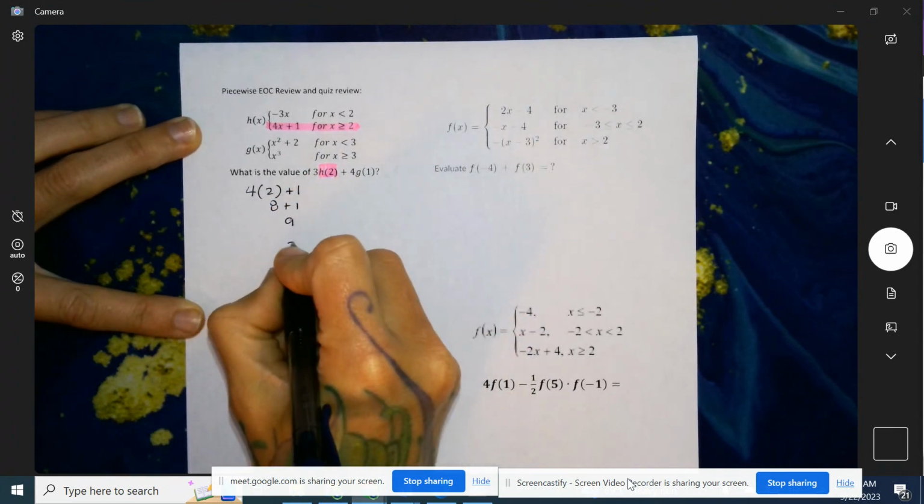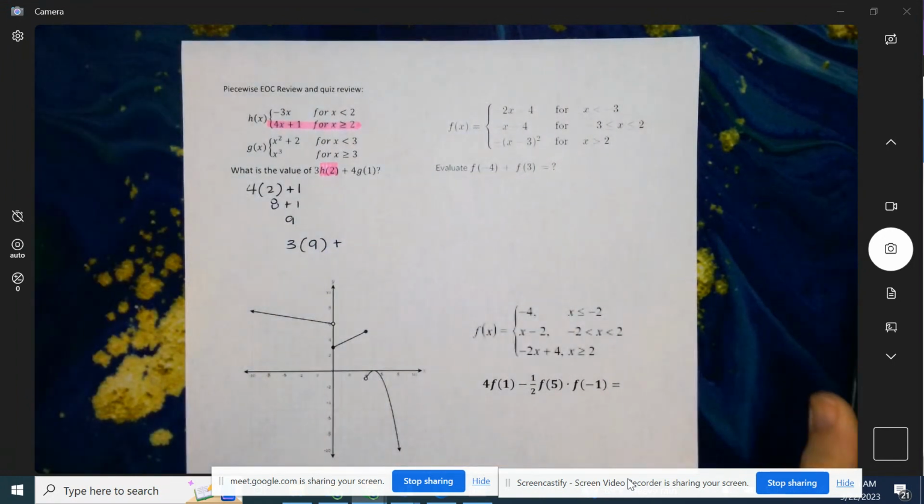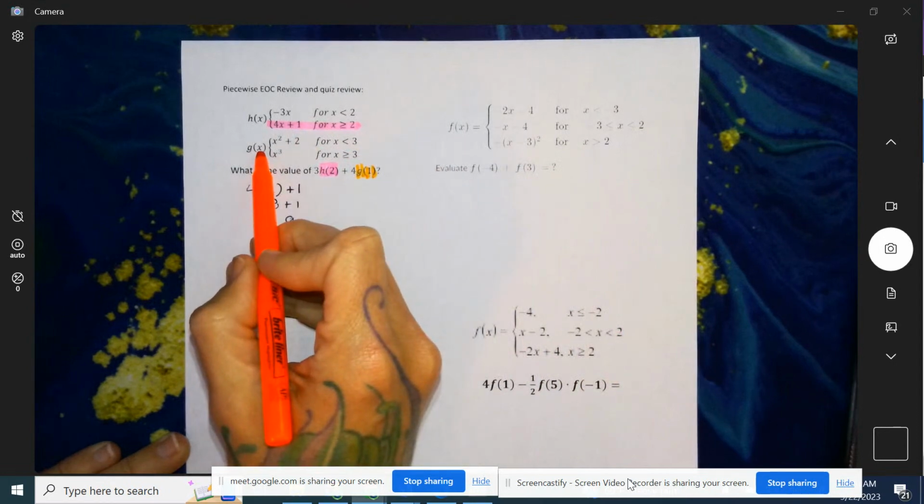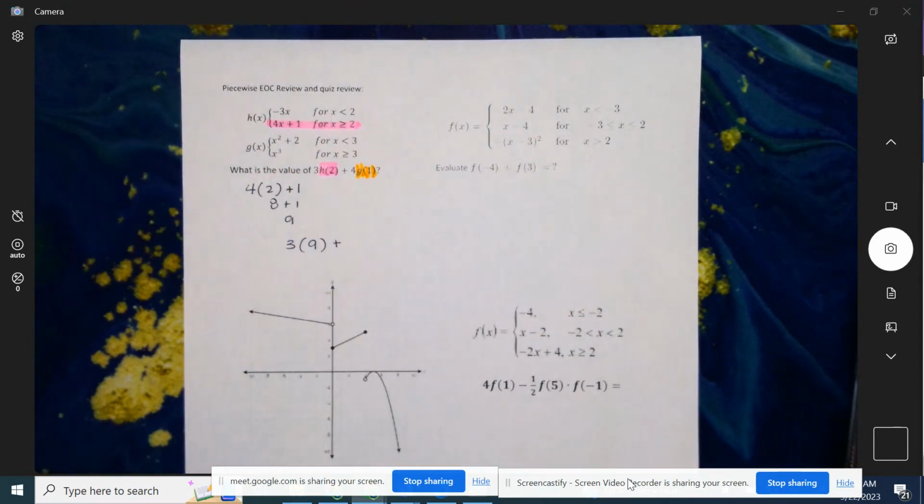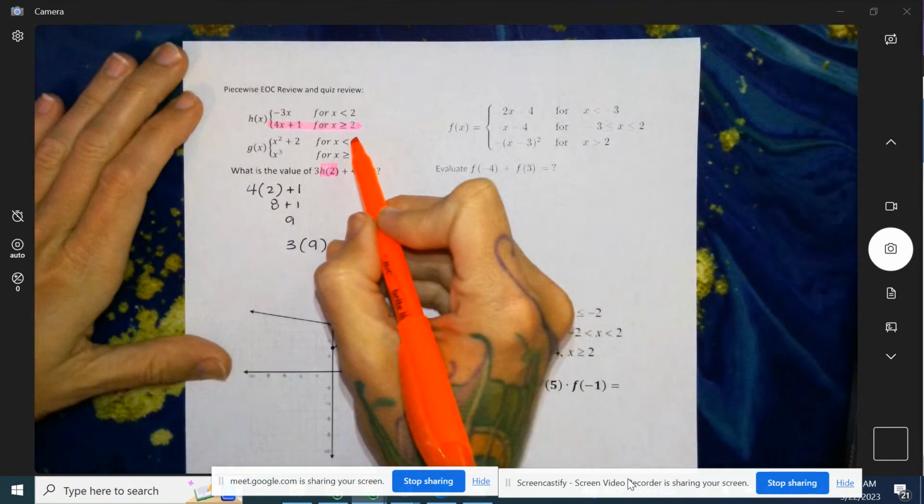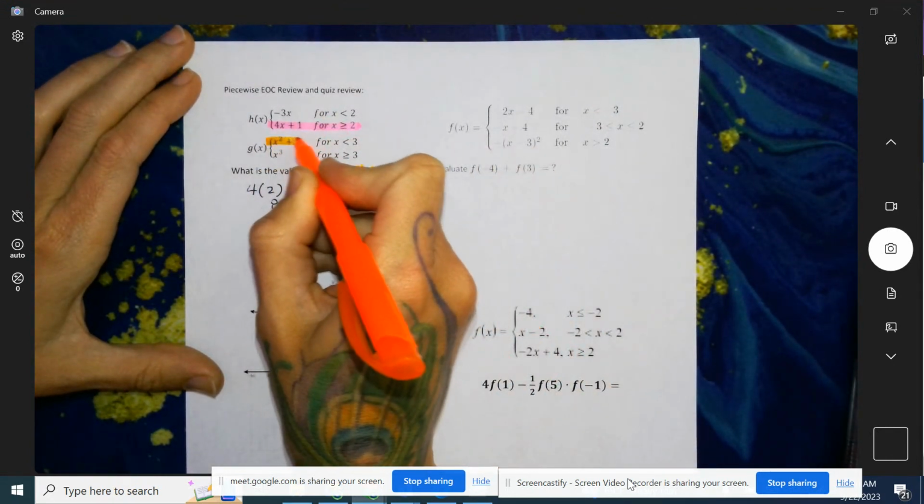Now we have a 3 times whatever that output is, and then we're going to hold on to that for a second. Now we're going to go over here and look at g of 1. So we're looking at our g functions. Which one of these meets the correct domain where 1 counts? So your choice is the first one or the second one. So is 1 less than 3 or is 1 greater than or equal to 3? 1 is going to be less than 3.